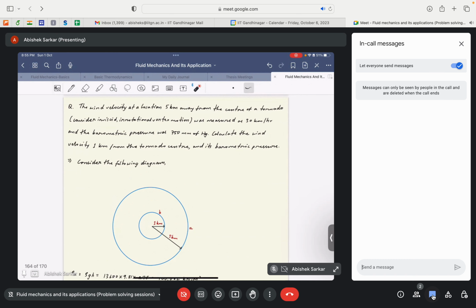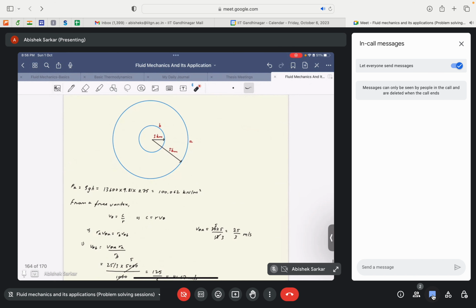So the velocity at a distance 5 km away from the tornado is given, and the pressure at that point is also given. Since both of these terms are known, we can just apply Bernoulli's equation to determine the pressure and velocity at another point, at a different location, which is asked to be at a distance of 1 kilometer from the tornado center. Why can we apply Bernoulli's equation at any 2 points? Because the flow is irrotational throughout the flow field.